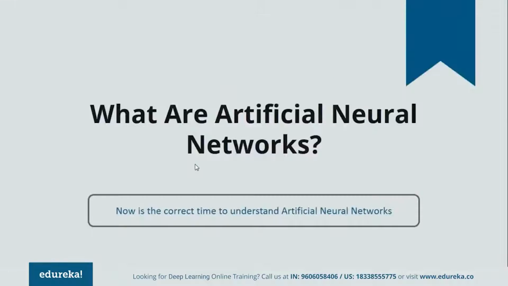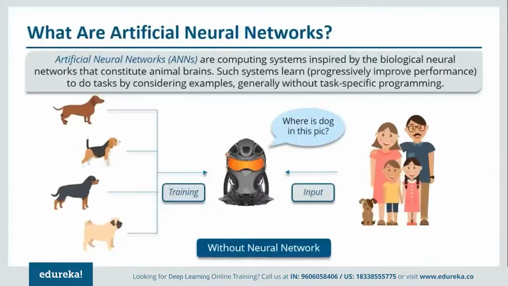Now let's understand what exactly are artificial neural networks. It is basically a computing system that is designed to simulate the way the human brain analyzes and processes information.